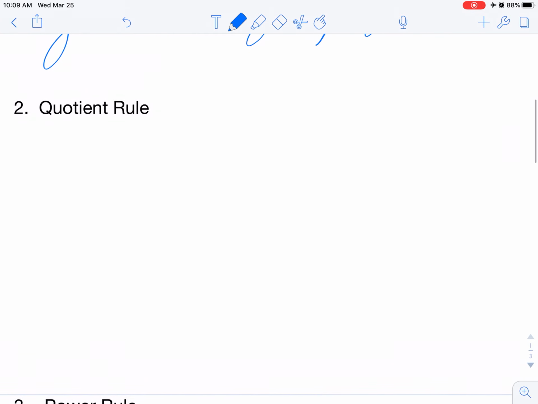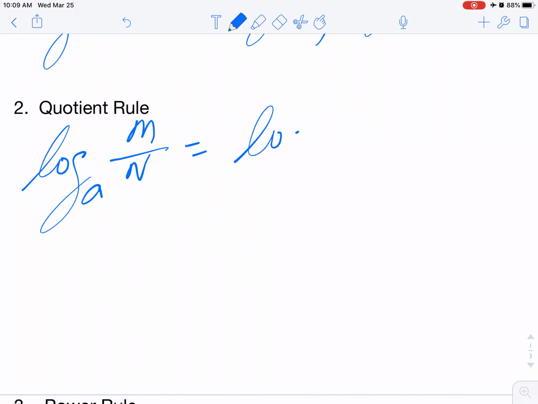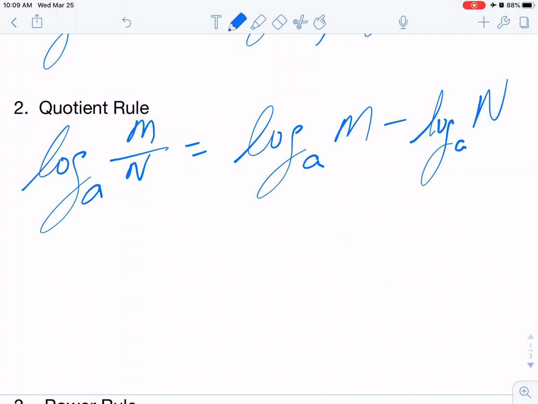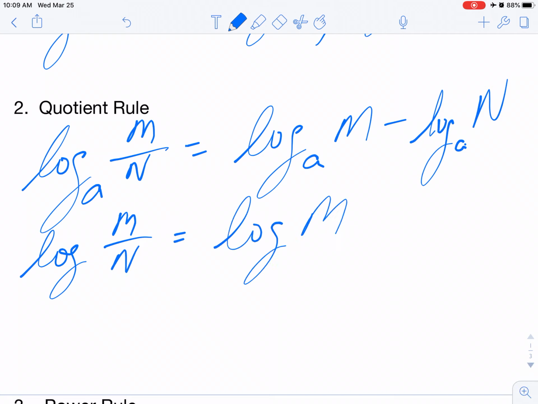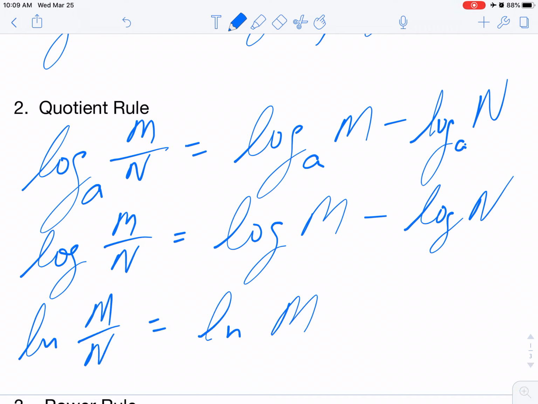Next one is the quotient rule. Quotient rule goes like this. Log base a of m over n equals log base a of m minus log base a of n. And again, I could rewrite this with the other logs. The common log of m over n is equal to the log of m minus the log of n, or I could do the natural log. It's the same rule, it's just a different logarithm at the beginning.